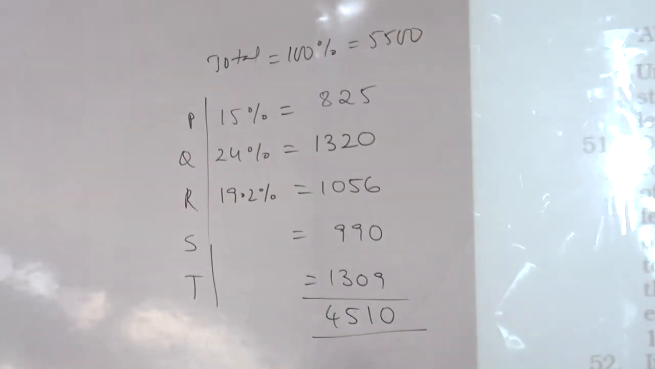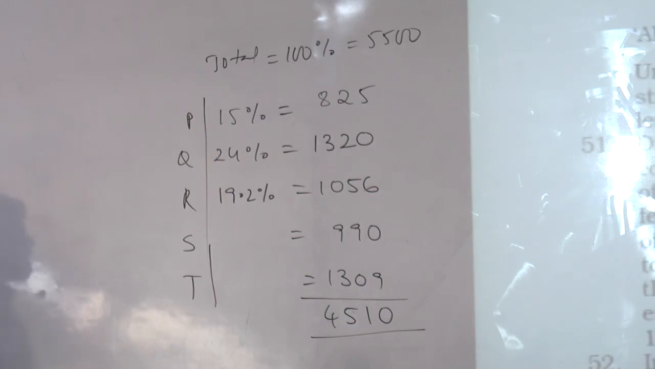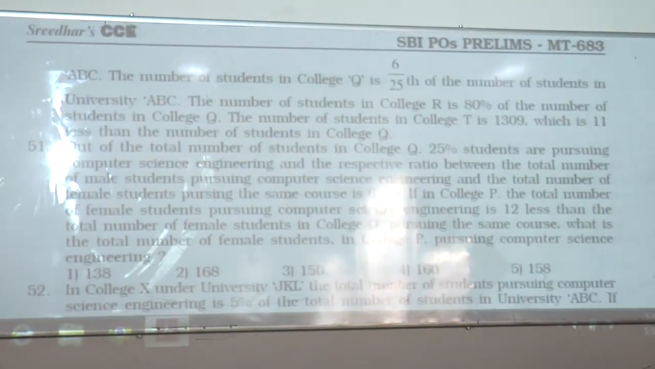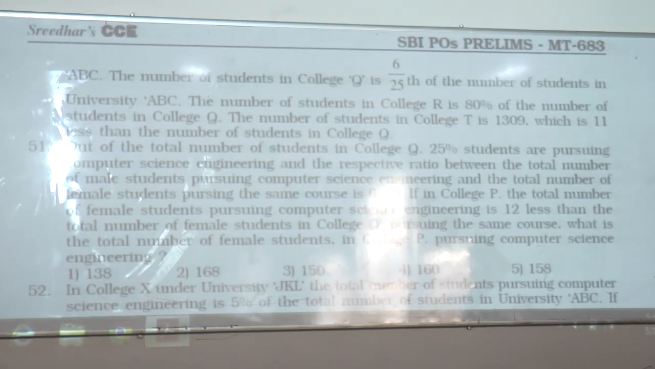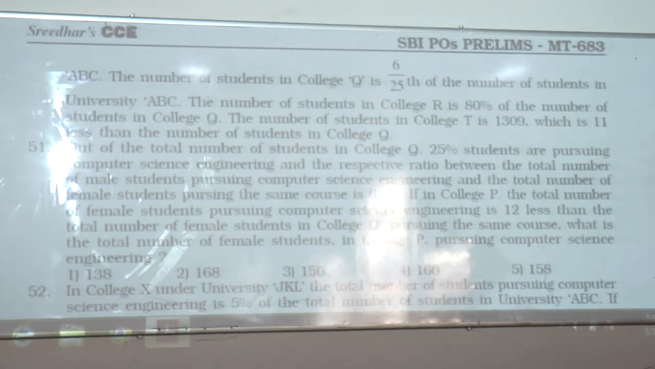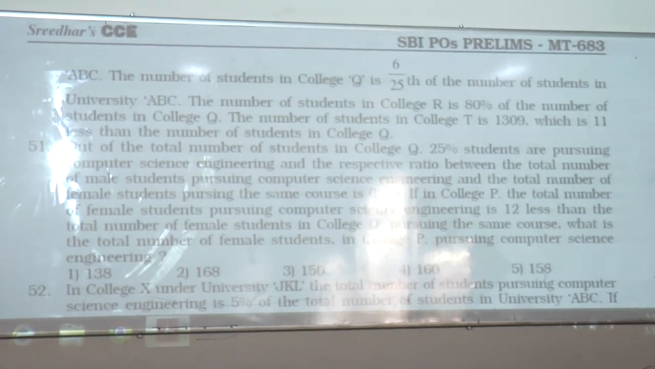Right? Next 51. Out of the total number of students in college Q, 25% students are pursuing computer science engineering, and the ratio between the total number of male students pursuing computer science engineering and the total number of female students pursuing the same course is 6:5. So total 11 parts. Okay.